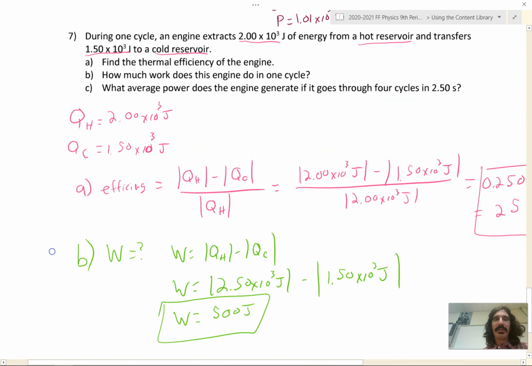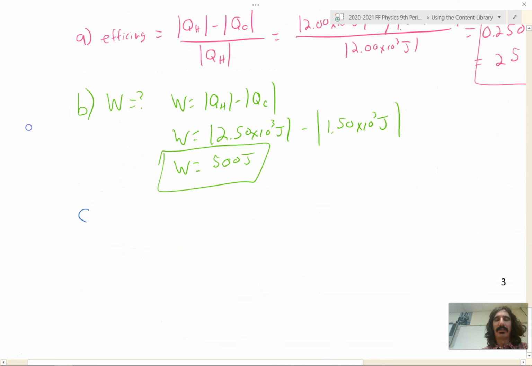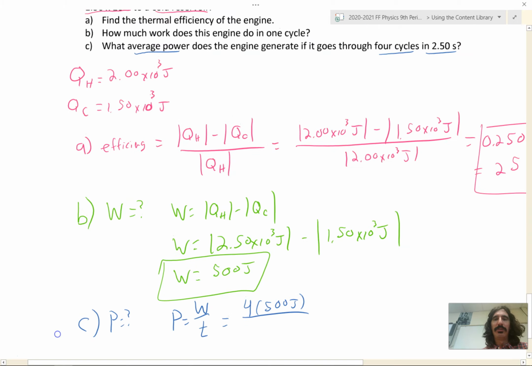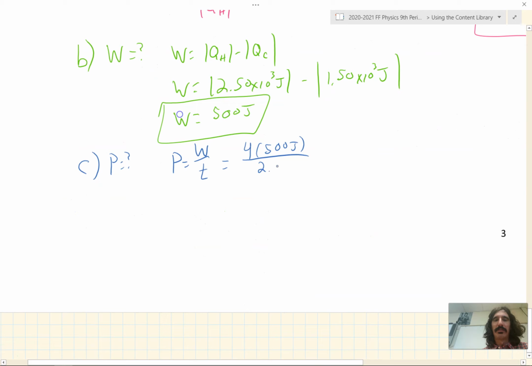And the last part, letter C, what average power does the engine generate if it goes through 4 cycles in 2.50 seconds? We know that power is equal to work over time. So we just plug and chug, but 500 joules is for one cycle. To do 4 cycles, we'll multiply by 4. 4 times 500 joules, all over 2.5 seconds. Plug and chug, and we get 800 watts of power.